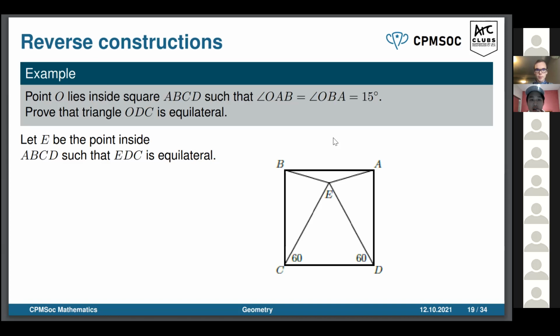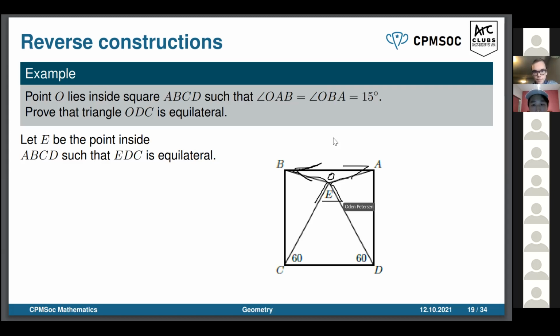So we're making the assumption that this angle here and this one here. So if we have a different point O, we're saying that OAB and OBA, these angles here, are going to be 15 degrees, and this O is different to this point E. So we want to show that OCD forms an equilateral triangle, and there's only going to be one point inside this square that forms an equilateral triangle.